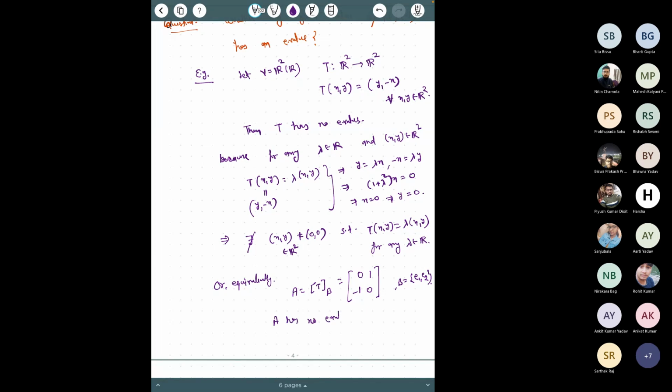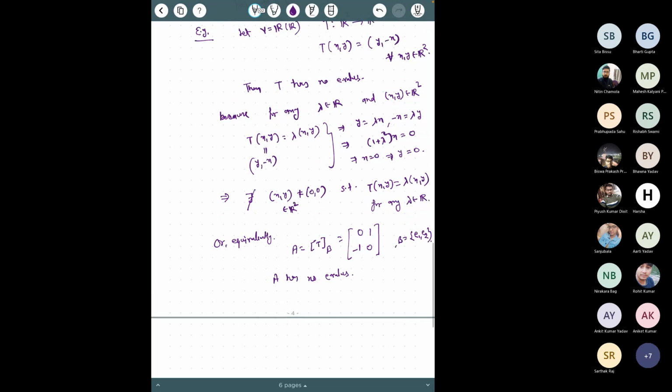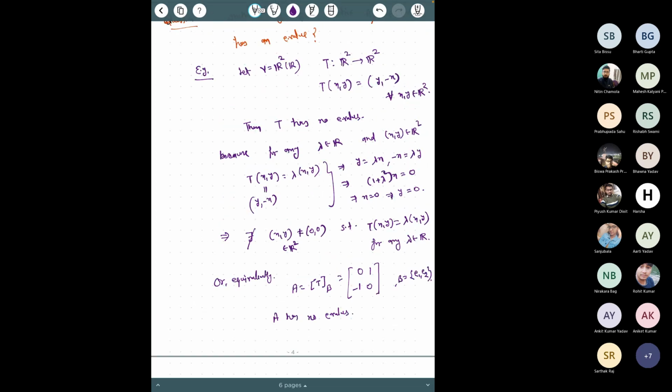But here, as one of you mentioned also, if we change the field, that means if we consider the same operator over C2 instead of R2, then it will have an eigenvalue. You can check that it will have two eigenvalues, plus i and minus i. So if we change the vector space to C2 and consider the same operator, then it will have an eigenvalue, but over R it will not have an eigenvalue, right?